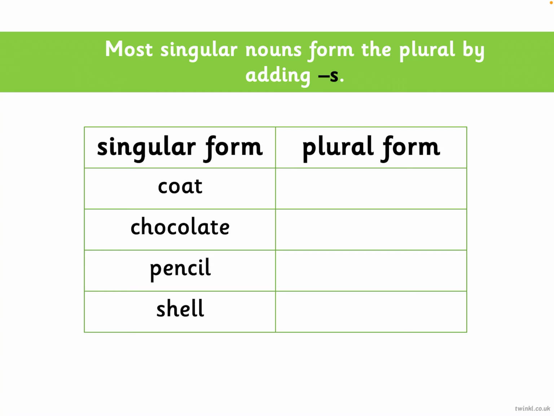So, pause this video just now and can you transfer these singular nouns into plural? So we've got coat, chocolate, pencil and shell. If there was more than one of these items, how would we write that in the plural sense? So, coat would become coats, chocolate would become chocolates, pencil would become pencils, and shell would become shells. So we've simply just added an S on the end to show that it is plural. There's more than one.